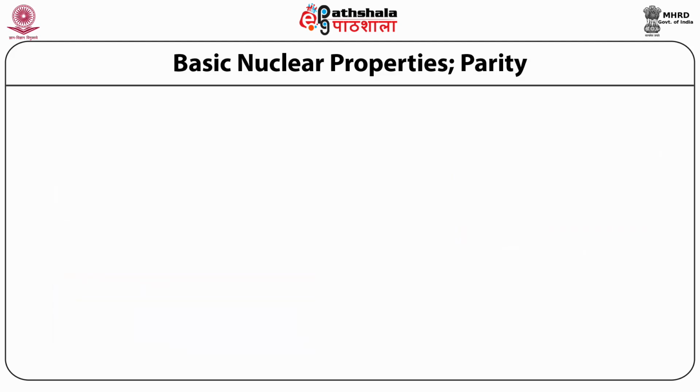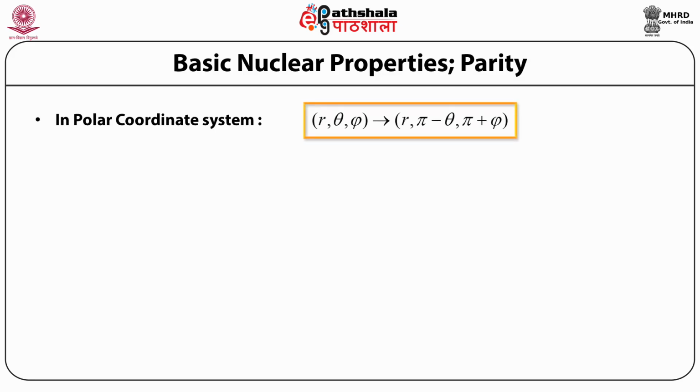Basic nuclear properties, parity. So in terms of polar coordinates, if we want to look at the parity, then we find that when we change the values of r, theta and phi to r, pi minus theta and pi plus phi, if the wave function is changed, then we say that the nucleus is having negative parity. But if the wave function remains unchanged, then we say that the nucleus is having even parity.